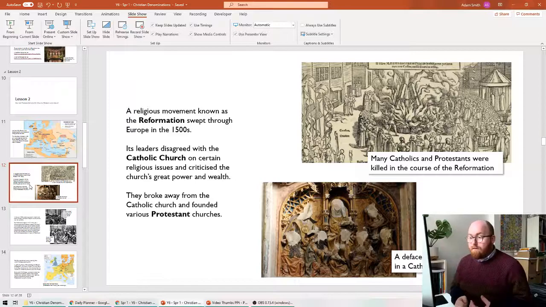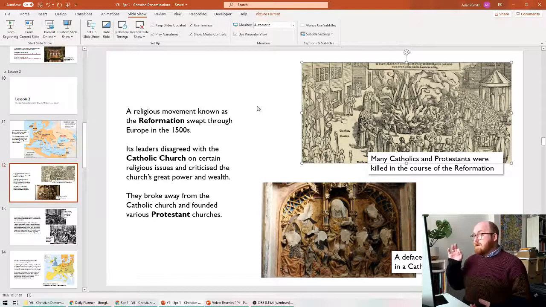They were hugely powerful. So here you can see this is people, in this case this is Protestants, but Catholics. It was a very violent time, being burnt at the stake for having the temerity to disagree with what the Catholic Church said, or later when the Protestant Reformation happened, to disagree with what the Protestant Church said.